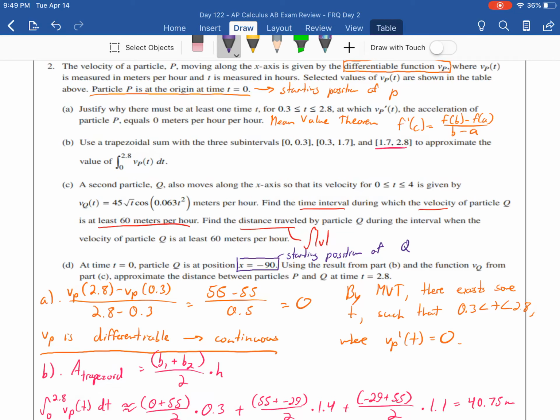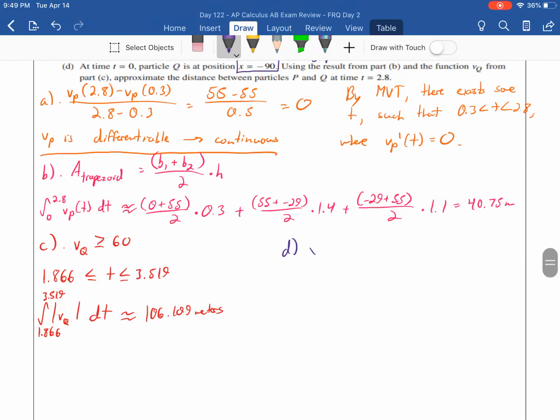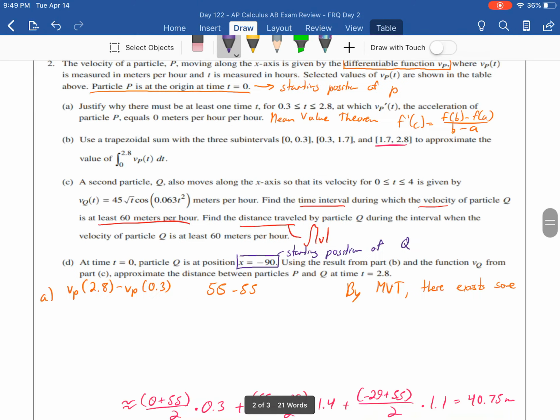It says use the result from part B, so that's when we did the trapezoids, and the function v sub q from part C, approximate the distance between the particles. So what we're going to do is find the position of particle P and the position of particle Q, and then just subtract those two positions. The position of particle P is going to be 0 because that's where it starts. In the problem it said it starts at 0.